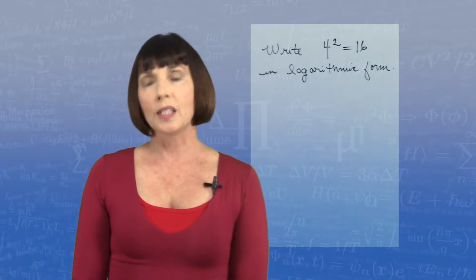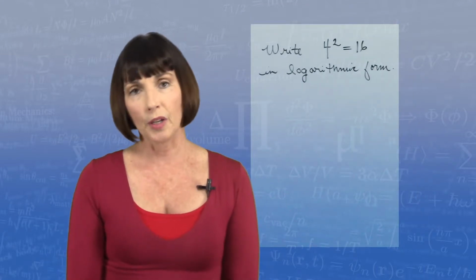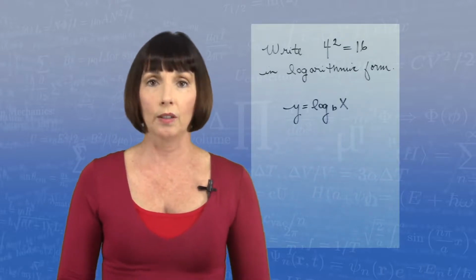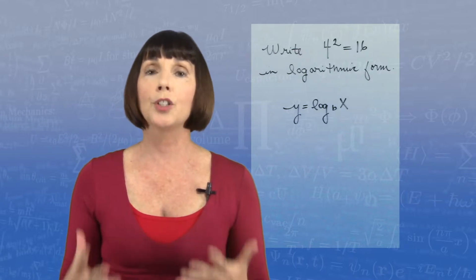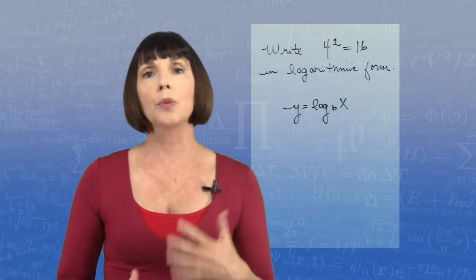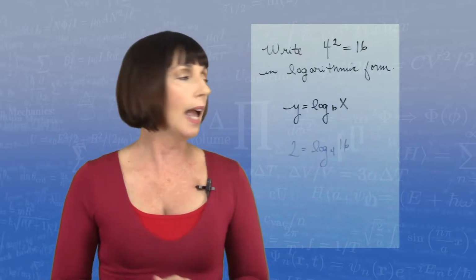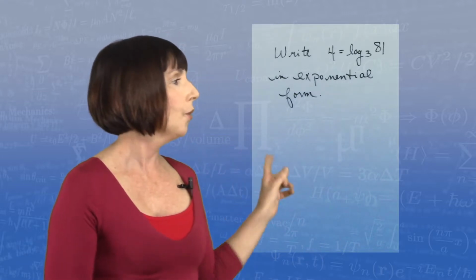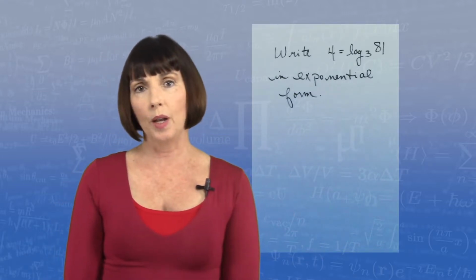4 squared equals 16. Let's write that in logarithmic form. Okay, in this case, our base b is 4. Our exponent y is 2. So if we plug them into our logarithmic form, we get 2 equals log 4 of 16. Okay, now let's go the other way. Let's go from logarithmic form to exponential form. Okay, so we have 4 equals log 3 of 81.